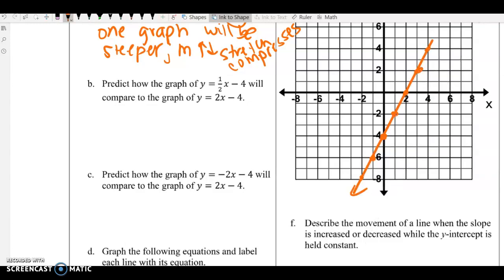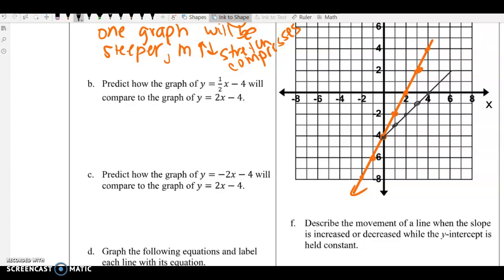Okay, now I'm going to do the other graph. Starts at -4 as well. I go up 1 over 1, up 1 over 1, up 1 over 1. Okay, so one line is steeper. Which one's steeper? Well, the orange one.